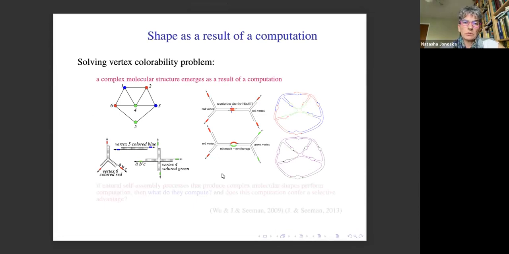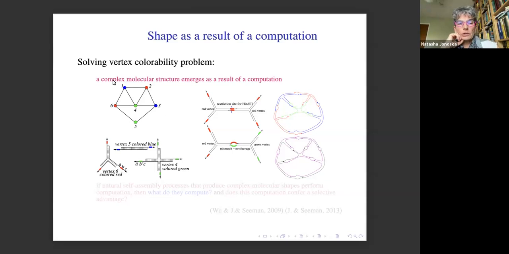Imagine the vertex colorability problem. When I give this talk to different audiences, I have to explain what the vertex colorability problem is, but you probably all know. Given a graph, I want to color the vertices of the graph so that no two vertices that are adjacent have the same color. And I'm going to use 3 colors, so it's the 3-colorability problem. And this is an example of a graph and a coloring of the graph that is a 3-coloring.